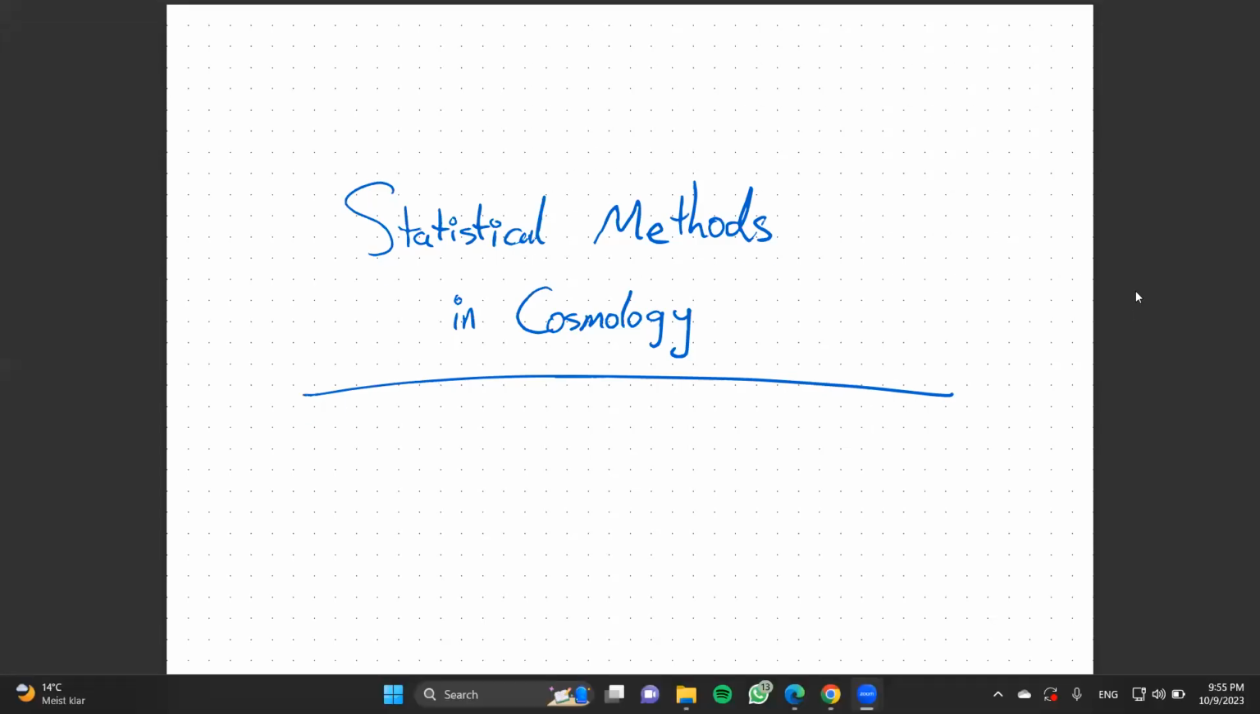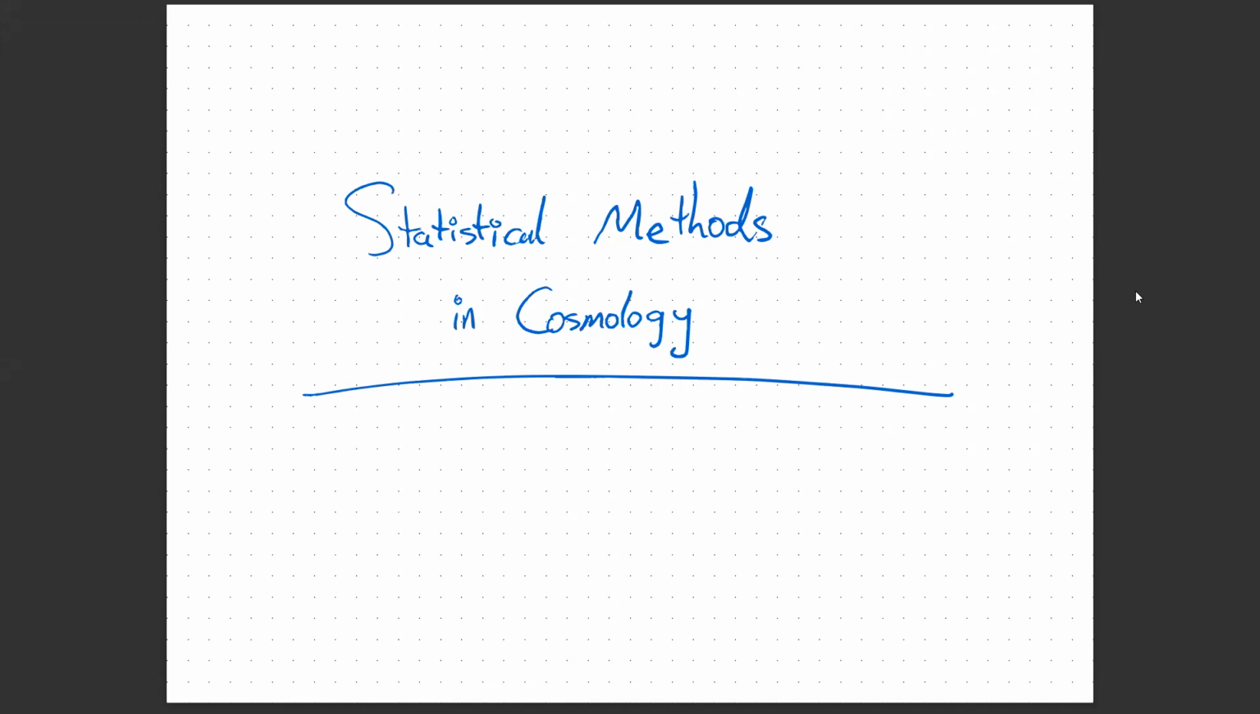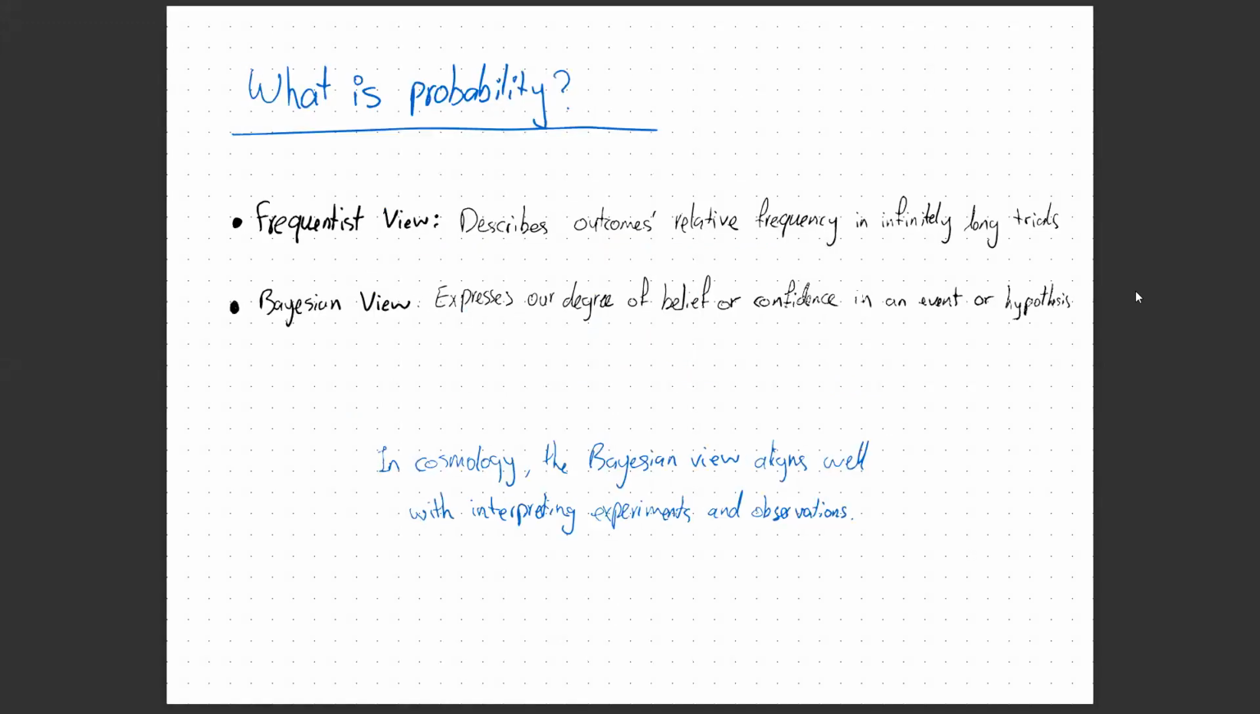Well, hello. I'm going to talk about the statistical methods in cosmology. Let's start with the definition of probability. We have two views. The frequentist view talks about the relative frequencies of events in infinitely long trials, while the Bayesian view expresses our degrees of belief or confidence in an event or hypothesis, which is particularly relevant in cosmology for interpreting experiments and observations since we only have one universe to observe.